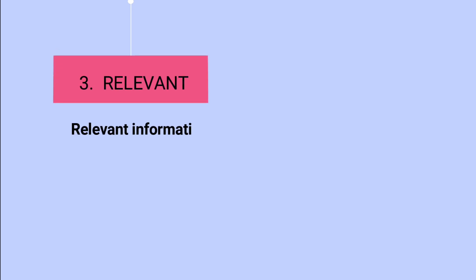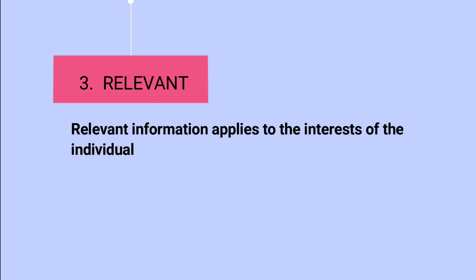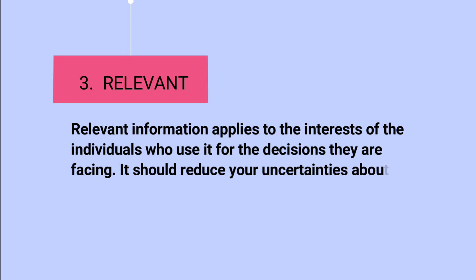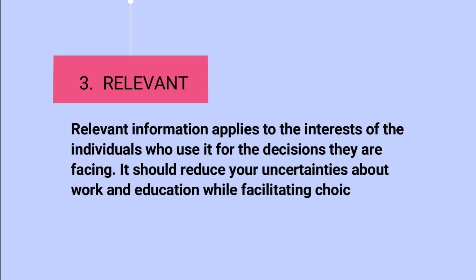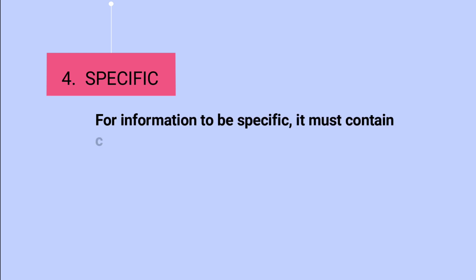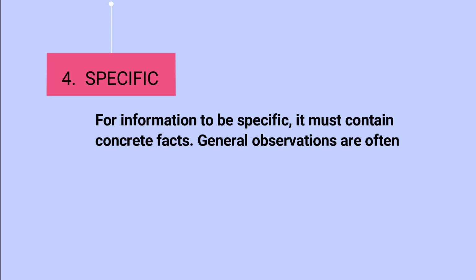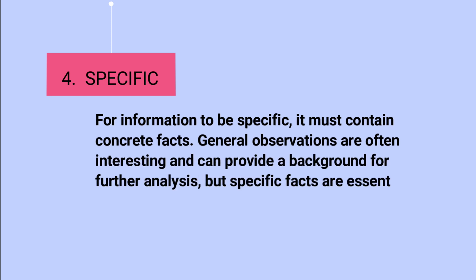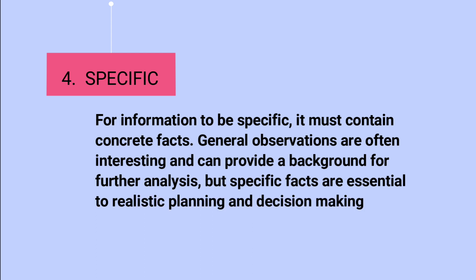Next, we're going to talk about relevance. Relevant information applies to the interest of the individuals who use it for decisions they are facing. It should reduce your uncertainties about work and education while facilitating choice and planning. Next, we talk about specific. For information to be specific, it must contain concrete facts. General observations are often interesting and can provide a background for further analysis. But specific facts are essential to realistic planning and decision making.